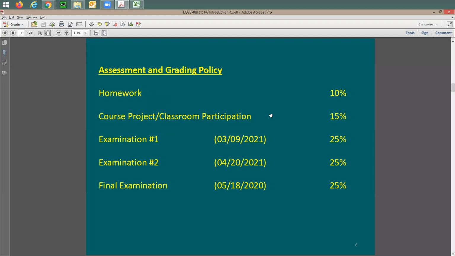Grading policy. We have 10% for the homework, and the course project is going to be 15%. So you have 25%. The work that you do at home is going to be 25%. The course project is kind of an extension of the homework, so whenever you have a course project, it's going to be the same as the homework. Let me explain this a little bit.